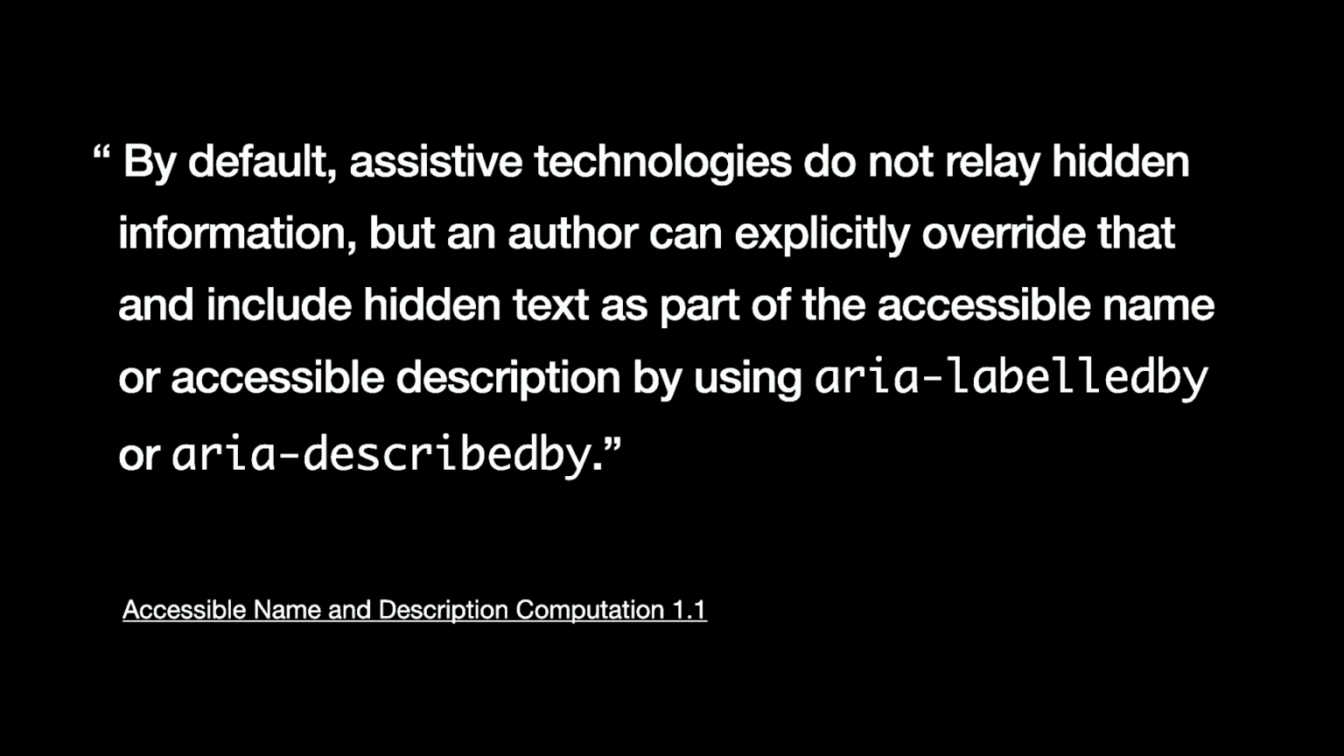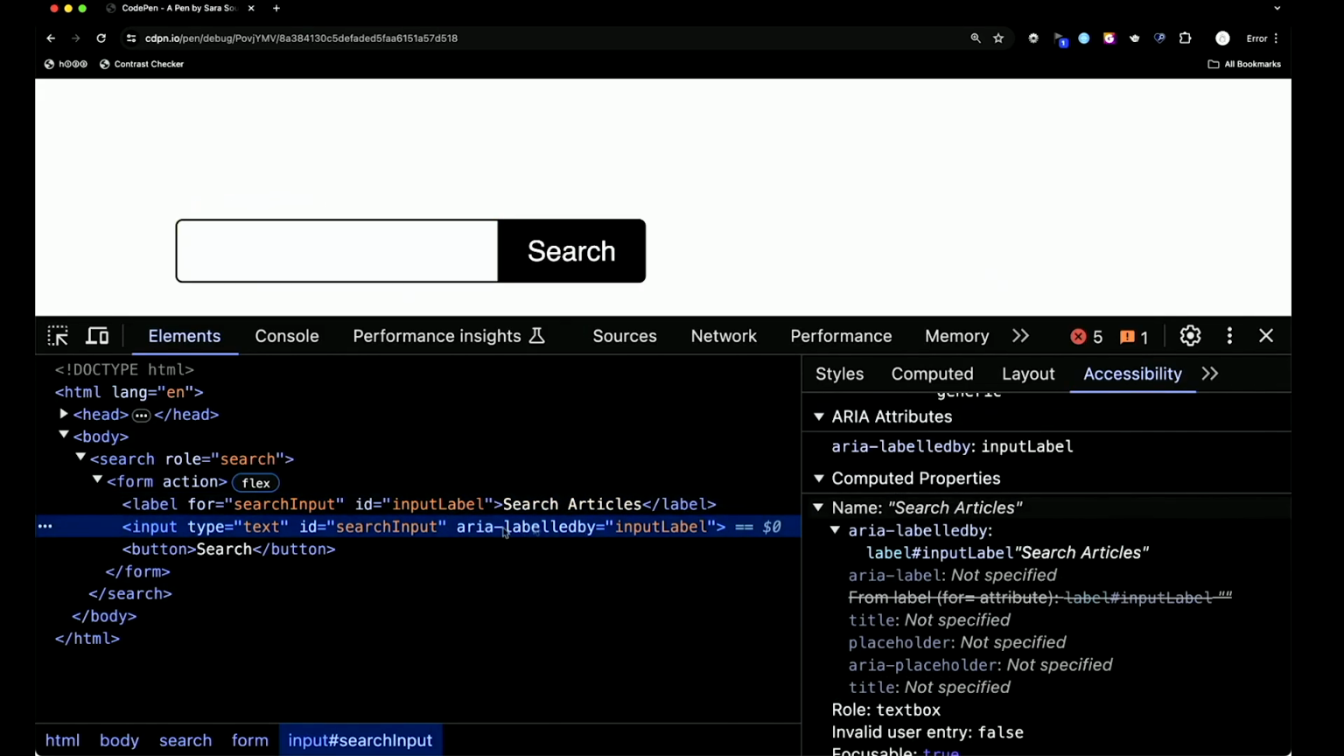But, this is a good but. According to the specification, by default, assistive technologies do not relay hidden information, but an author can explicitly override that and include hidden text as part of the accessible name or accessible description by using ARIA labeled by and ARIA described by. This is one of my absolute favorite things about ARIA. This means that you can use ARIA labeled by to reuse the label as an accessible name for the input.